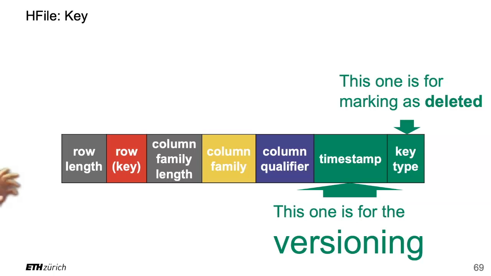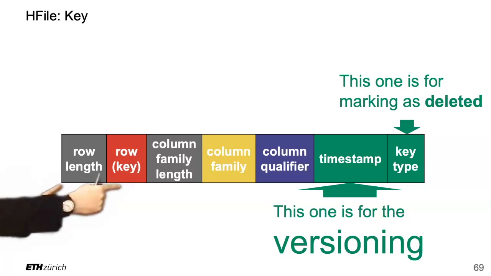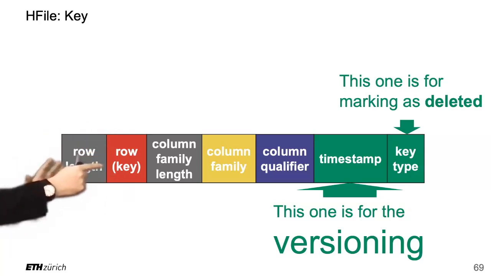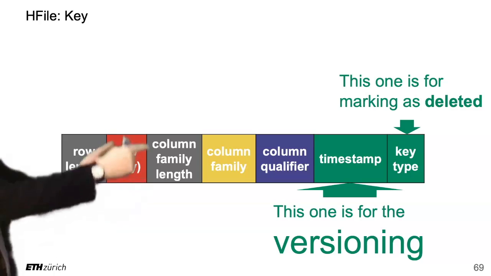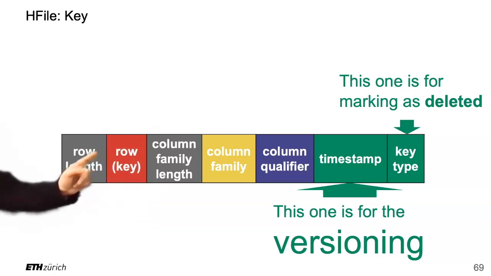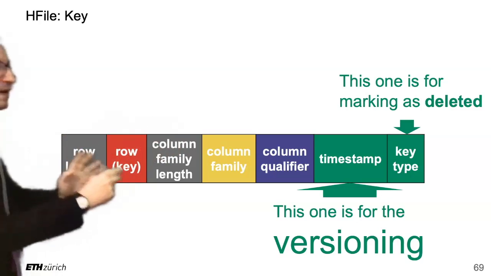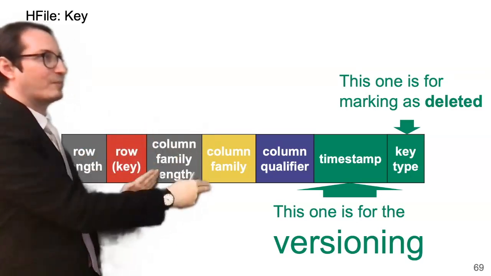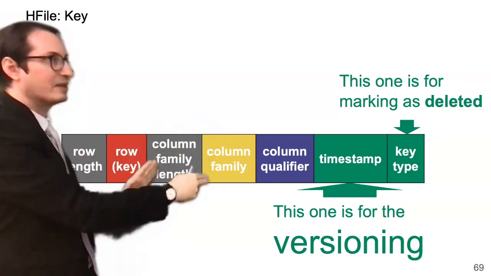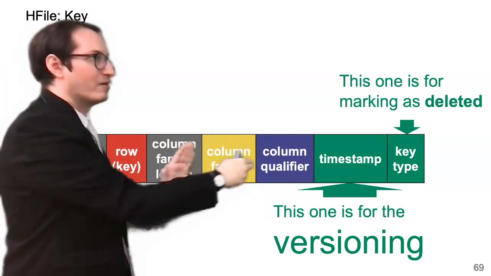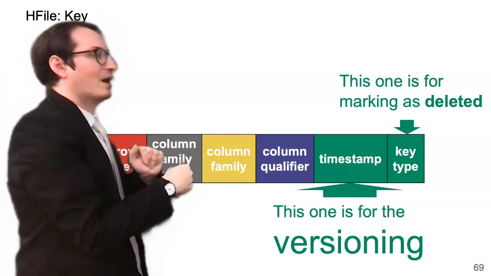Again, left to right. First, there is the row length. Again, that's a fixed number. We know how many bits to read. That tells us the length of the row ID, right? The row ID is here. I told you the row ID is a sequence of bits, variable. So this is variable, but the length is stored here. Then we have the length of the column family. That's also a fixed number of bits that encode that length. So we know how many bits we read. This is also variable, right?